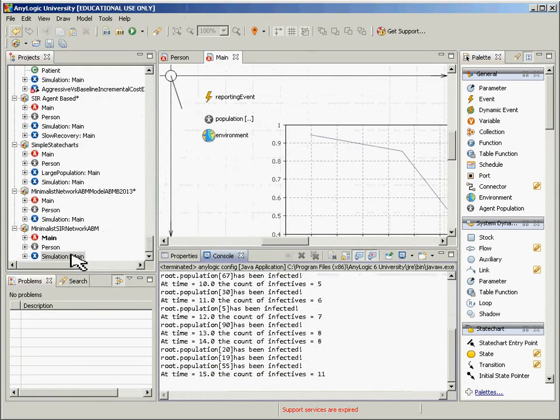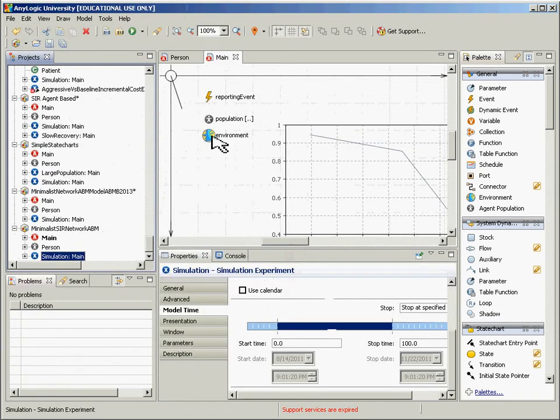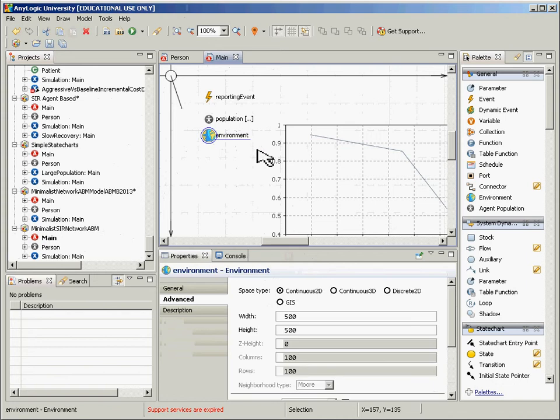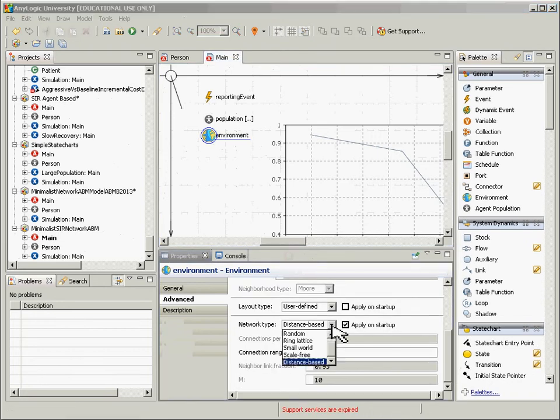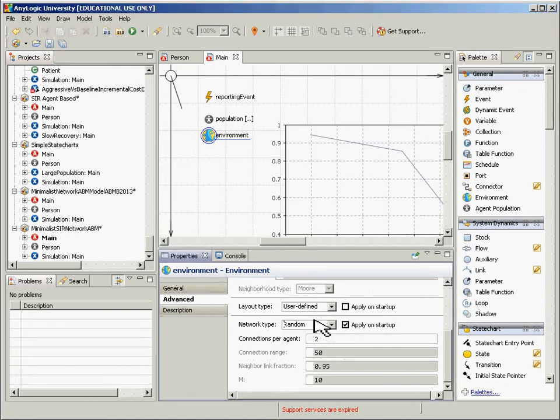I'd like, however, to go try different networks here. So where would I go to set different networks for this? Where do I go based on what we've just said? Environment and advanced and, okay, the network type and the layout. So the layout will be where people are placed in space. The network type is who's connected with whom. So for the first one, I'd like to suggest doing a random network. We just saw a distance-based network. Let's do a random network, see how things differ there.